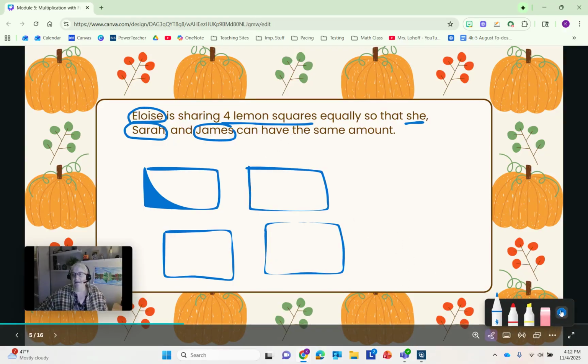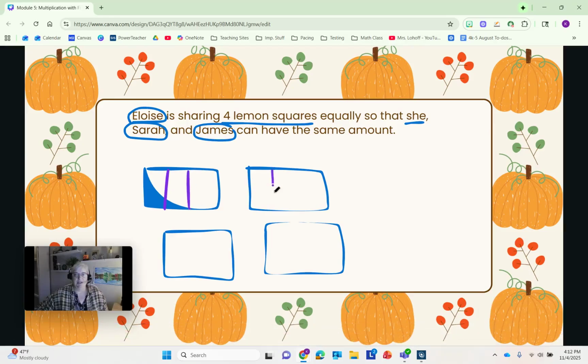So I'm going to come back here. I'm going to grab a different color. And I'm going to divide each bar in thirds because we have 3 people, 4 bars and 3 people. Now, if I were to cut these up, I could then divvy them between the 3.